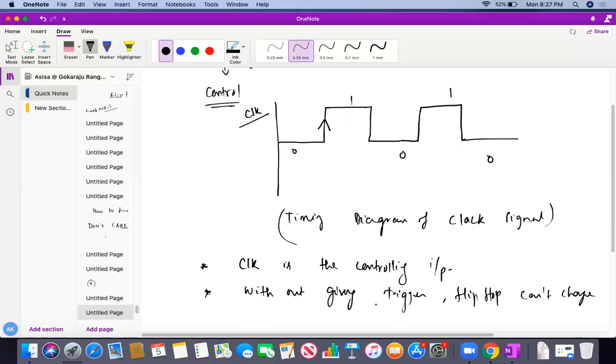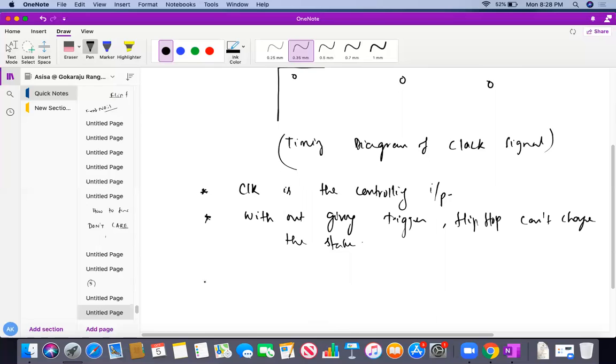Cannot change the state means if it is in the reset state, it will always be in the reset state. If it is in the set state, it will always be in the set state. If it is in the invalid state, it will always be invalid. If it is in the previous state, it will always be in the previous state. So in order to change the flip-flop states, you have to give some triggering. By applying a certain clock pulse, we can trigger it. Trigger means how to activate. Trigger is nothing else. Any doubt on this till now?